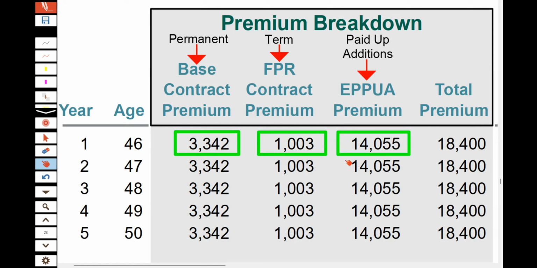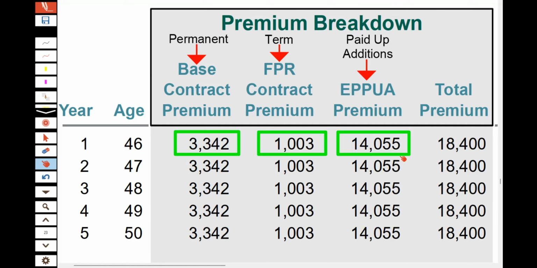And you'll see that this number, 14,055, that is the bulk of the total $18,400 premium. This is the key to all of this. You have to have a paid up additions rider attached to your policy. If you do not have a paid up additions rider attached to your policy, you will have zero cash value for 2 years in your policy.